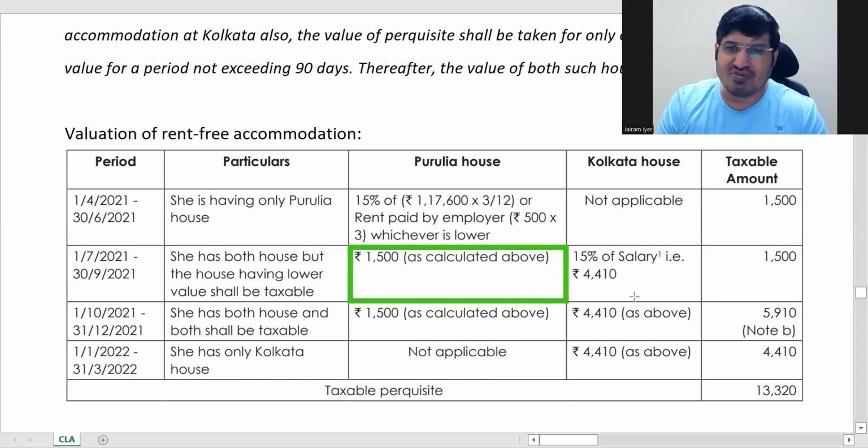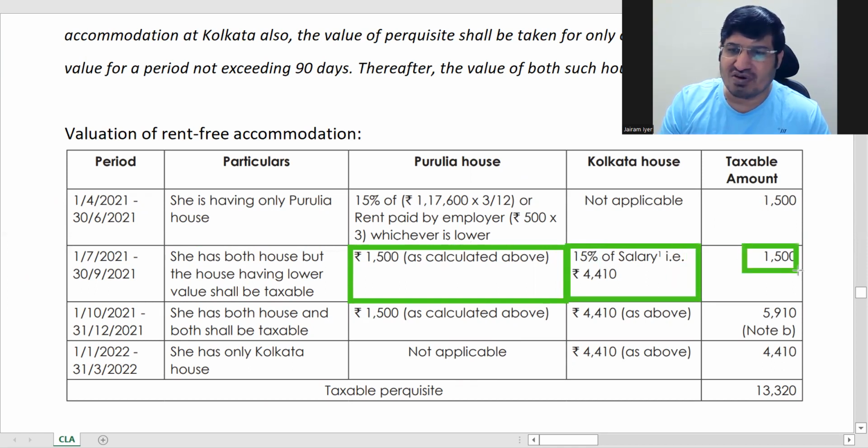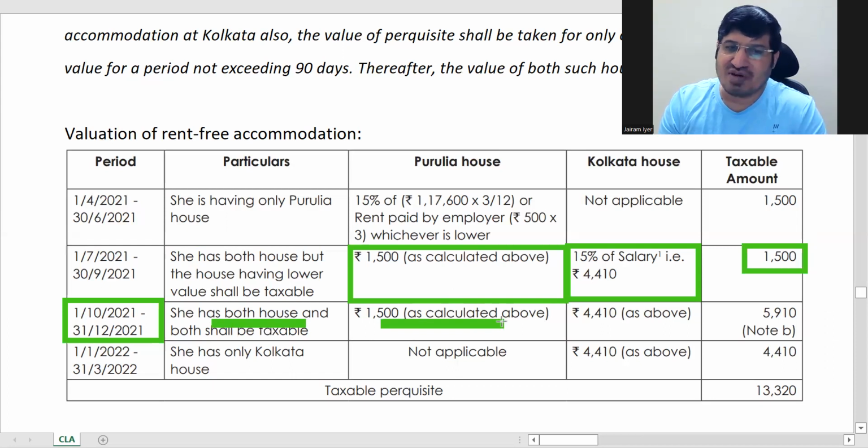Now for Kolkata, it is owned by the employer, right? So it's directly 15% of salary, which comes to 4,410, which is higher than the lower 1,500. So this will be taken. Now next, from 1-10 to 31-12, he had both houses. So both will be taxable now. The 3 month period is over. So the rent of the Purulia house, taxable value is 1,500, same. And Kolkata is this. So you'll have to add these two now.